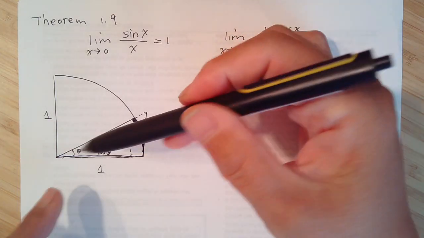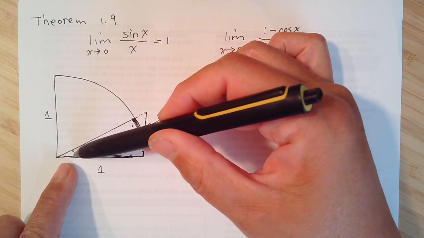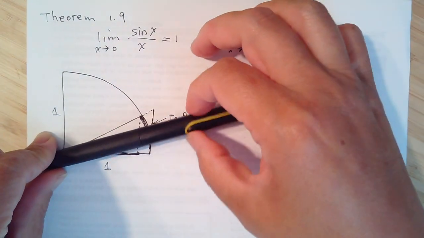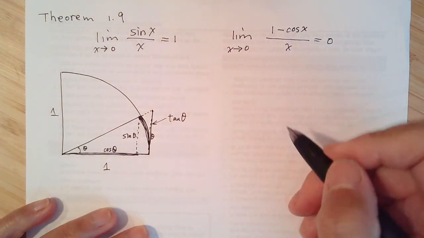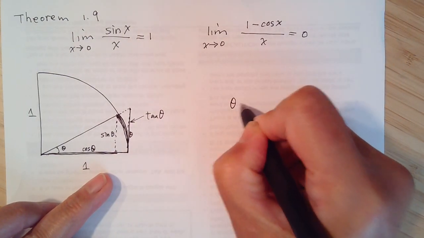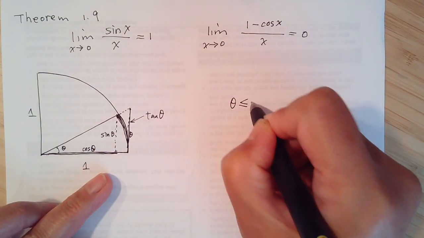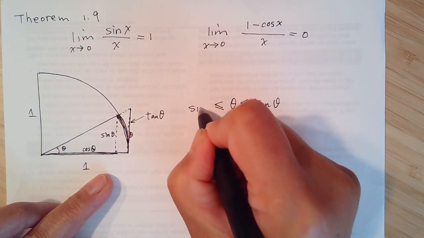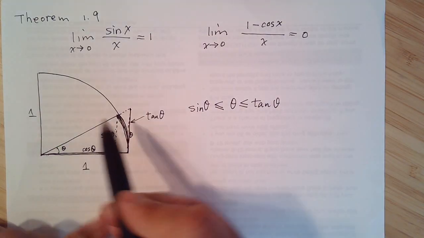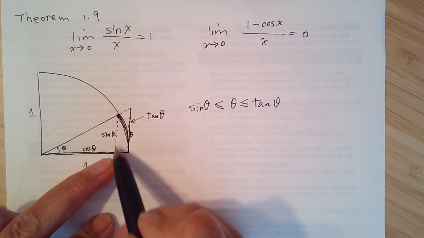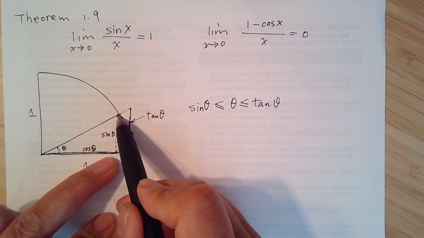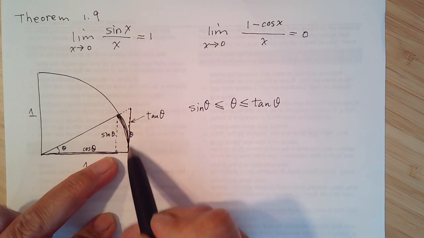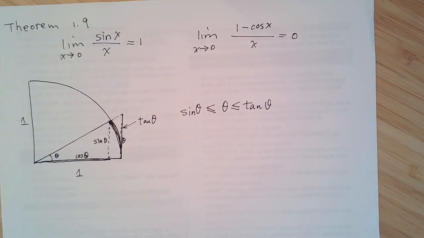Okay, now I'm going to make this theta approach 0. So I'm going to drop this line, make this line lower and lower. You can see what happened is my theta is always less than or equal to my tangent theta and greater than or equal to my sine theta, isn't it? So the length of this dotted line is shorter than this curve, and this curve is shorter than this tangent line.